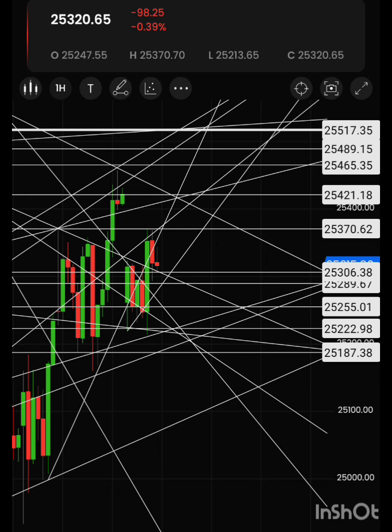After that, if we close above and sustain above 25,520, then we can expect a short covering, and this can directly move towards 25,600 plus.